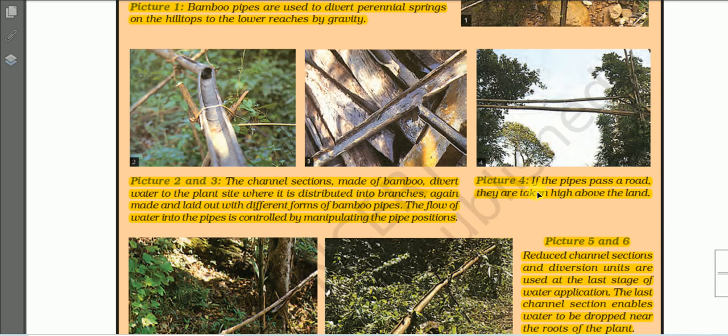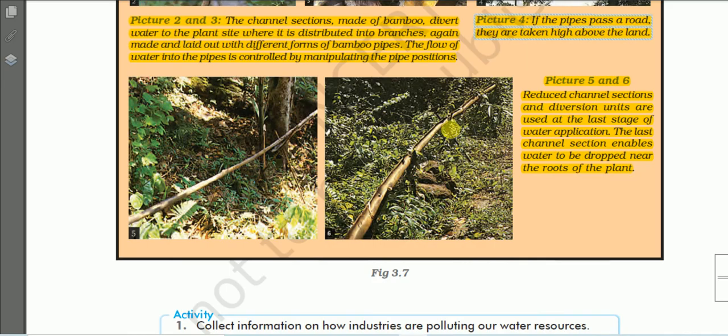Just see here, this picture number 4. Also, if the pipes pass a road, then they are taken high above the lane, as you are seeing here. And here in pictures number 5 and 6, reduced channel sections and diversion units are used at the last stage of water application. The last channel section enables water to be dropped near the roots of the plant. This is known as bamboo drip irrigation.